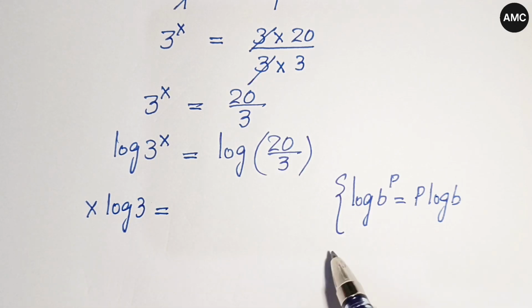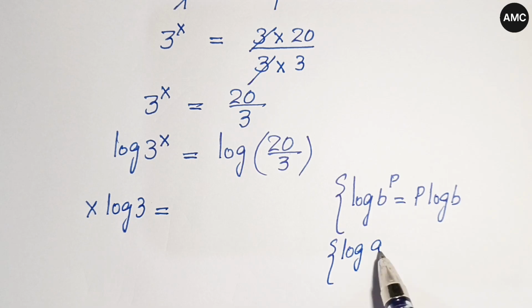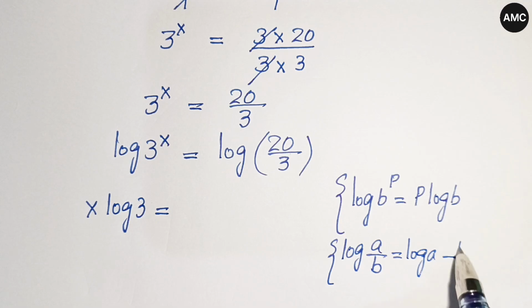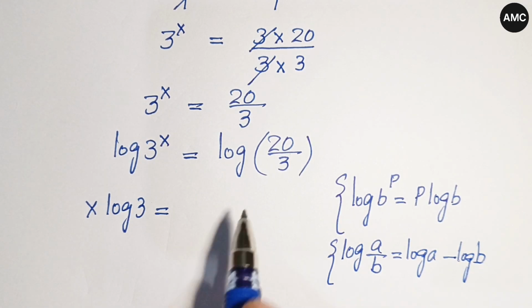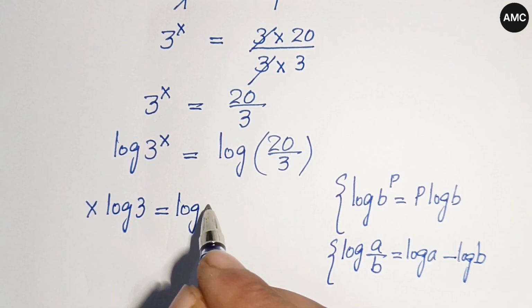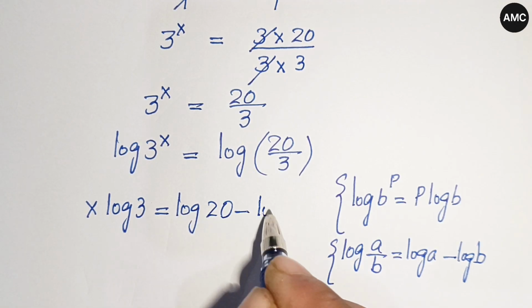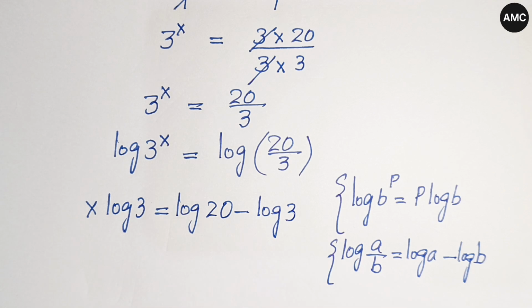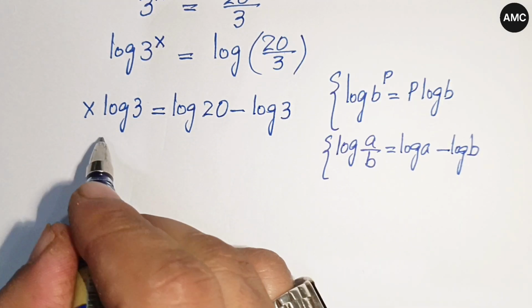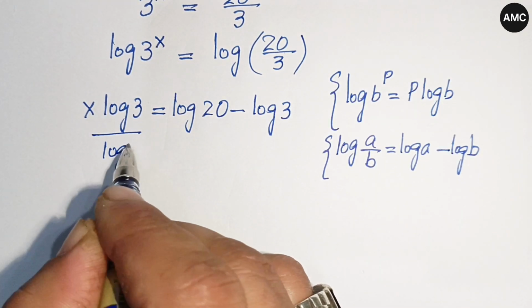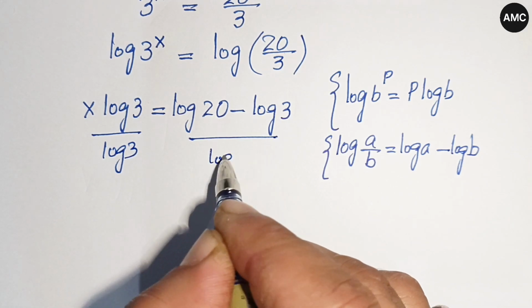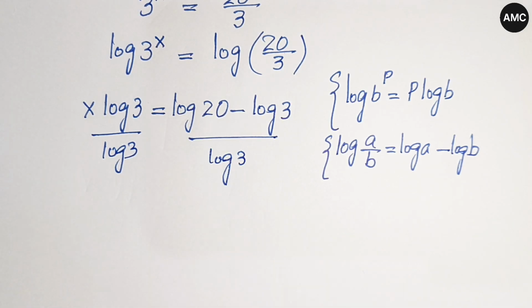And here we can use this logarithm law. If we have log a over b, it is equal to log a minus log b. So here log 20 minus log 3. Now dividing log 3 on both hand sides, so here we have log 3. Now this log 3 is cancelled with log 3.